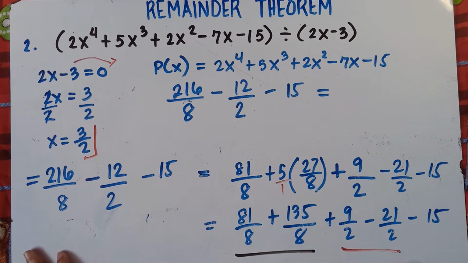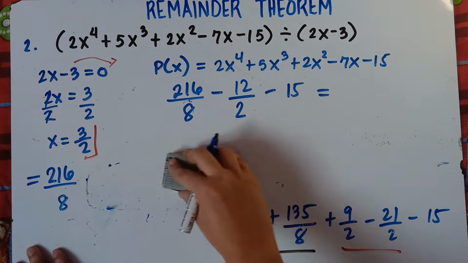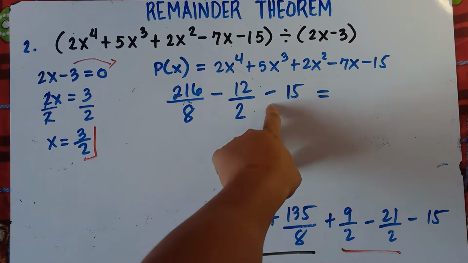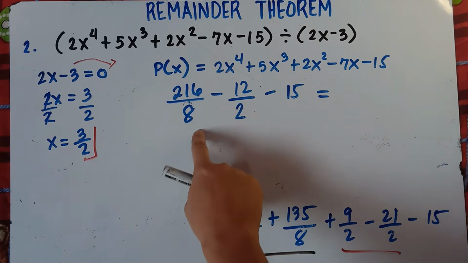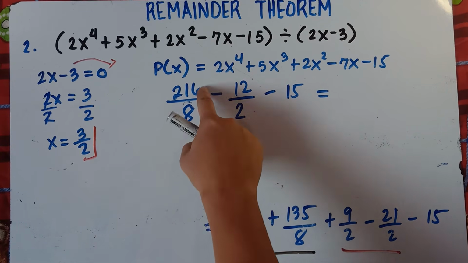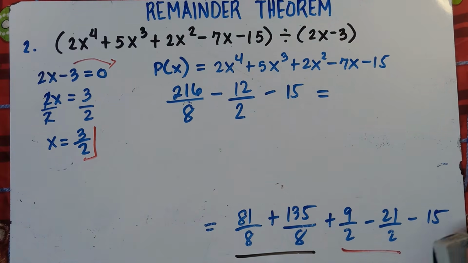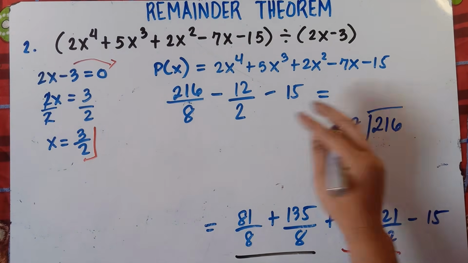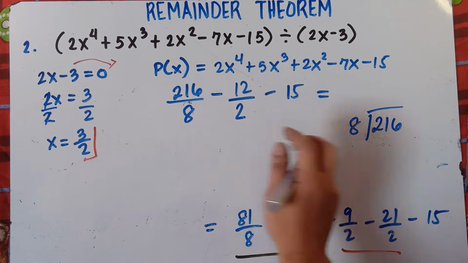Last thing, class. Last part. So we have 216 over 8 minus 12 over 2 minus 15. Can we divide 216, class, by 8? Can we divide this one? Let's check, class. 216 divided by 8. If you can divide, class, go ahead, divide.